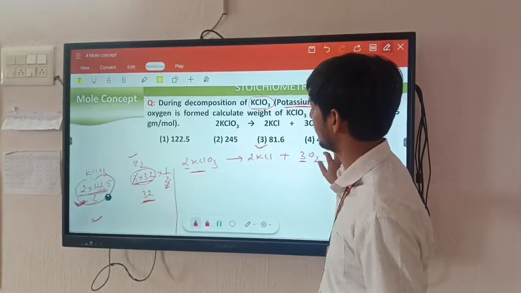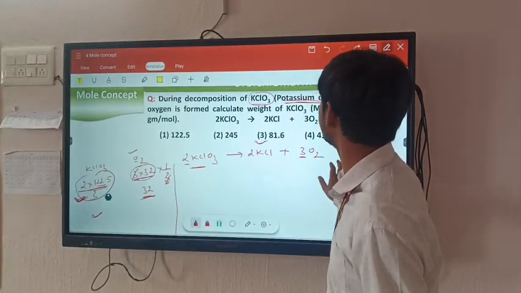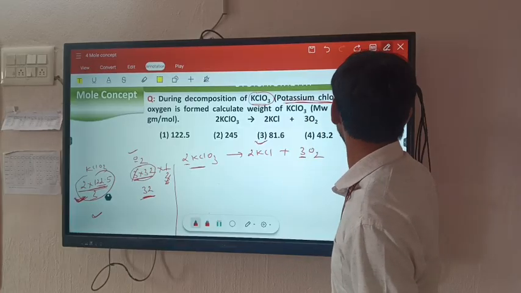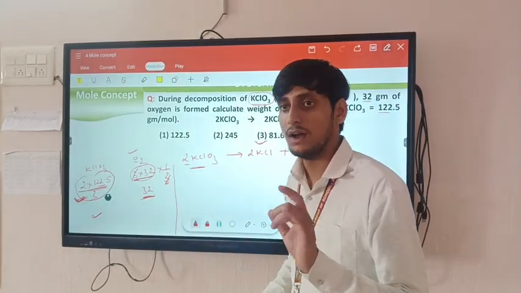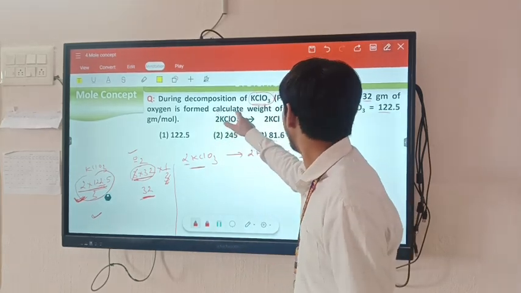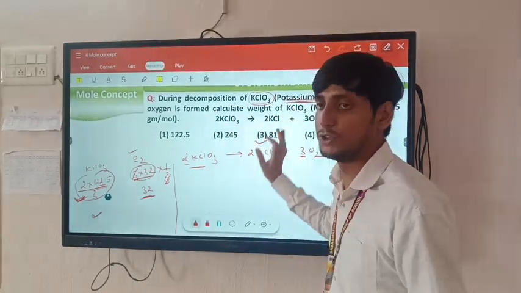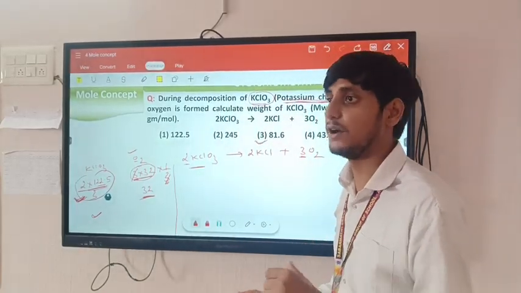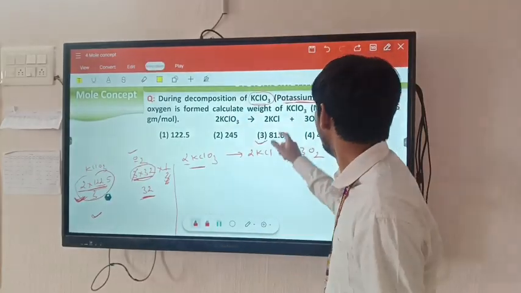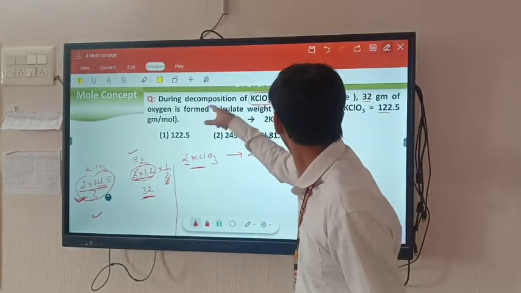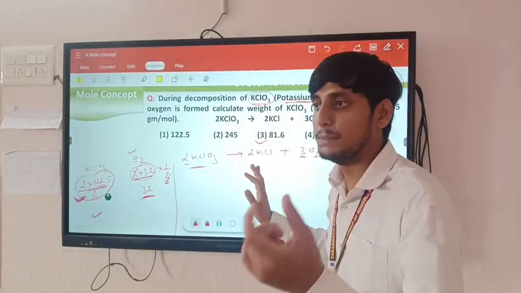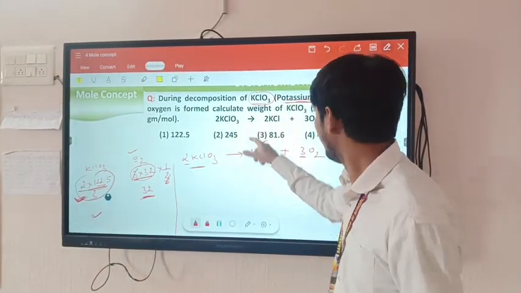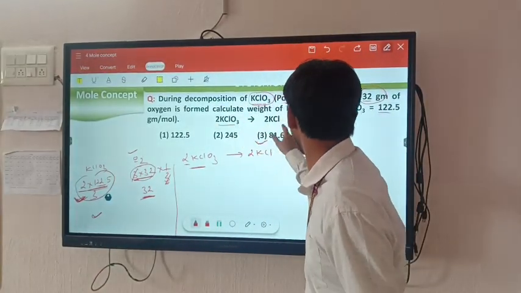Next question. During the decomposition of KClO3, potassium chlorate, 32 gram of oxygen is formed. Okay? 32 gram oxygen is liberated. Calculate the weight of KClO3. They ask the weight of KClO3 needed to liberate the 32 gram of oxygen. The reaction is KClO3 to KCl plus 3/2 O2.